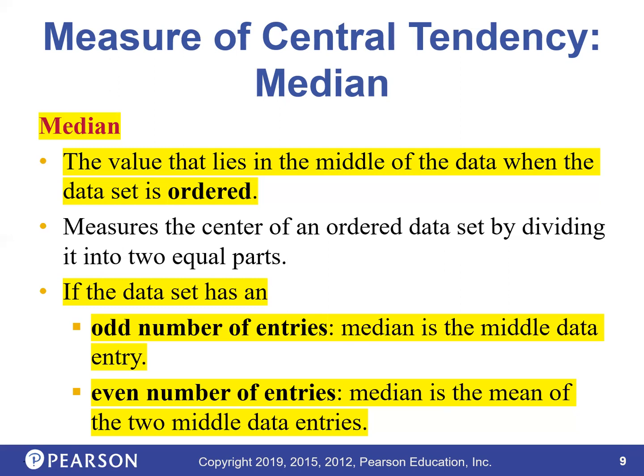Even numbers are a little problem, because with an even number of entries, you're not going to get that. You're going to chop until you get to between 2 pieces. So if you have an even number of entries, the median is the mean of the two middle data points. You know what the mean is. So let's practice both of those.